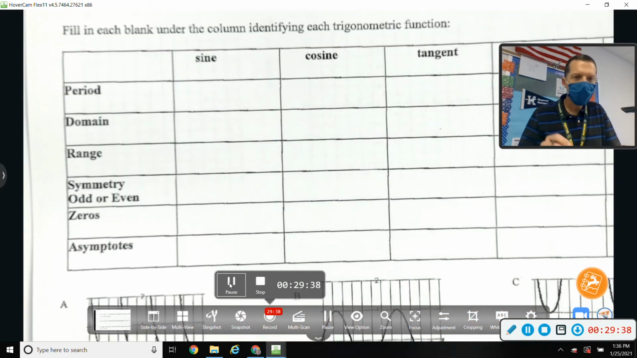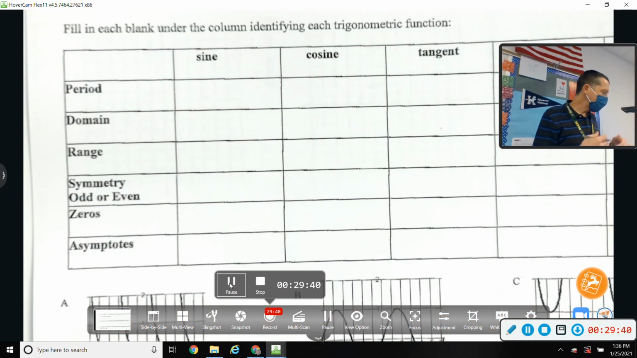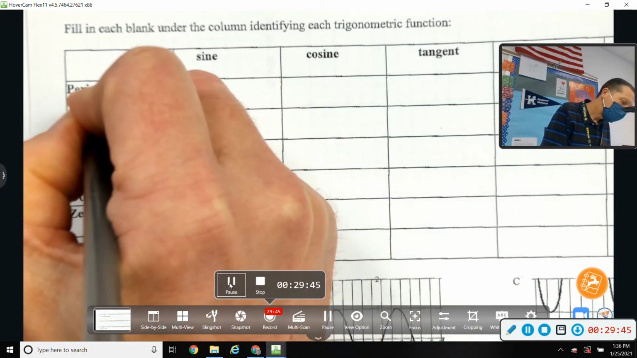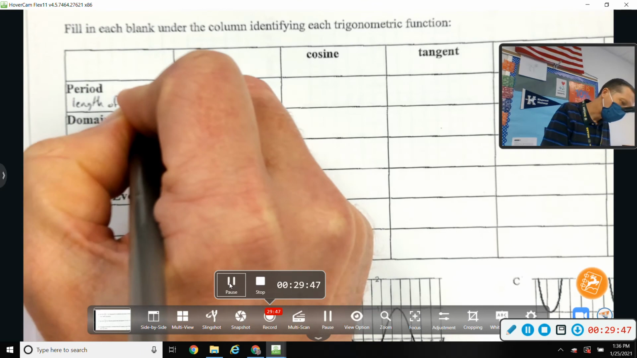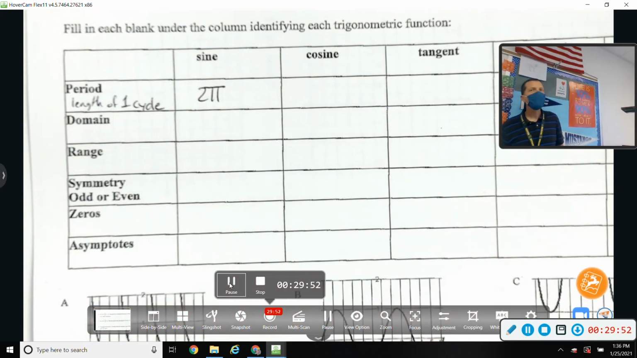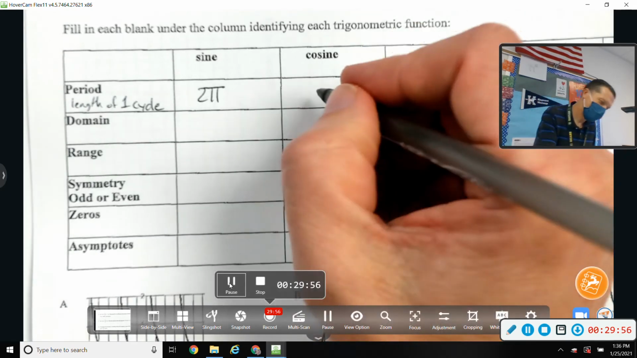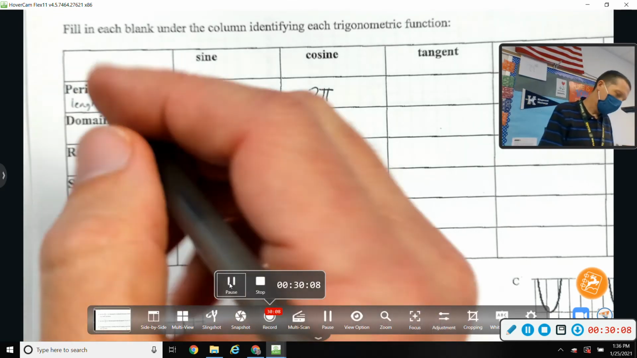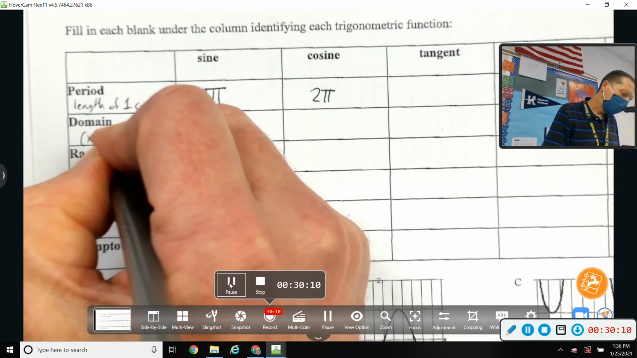The period is how long does it take to show one cycle? So that's 2 pi. The length of one cycle is 2 pi for sine. And for cosine, you're not being fooled today. So the length of one cycle is 2 pi. The domain, that word means the same thing that it always means. That's the x values that it covers.